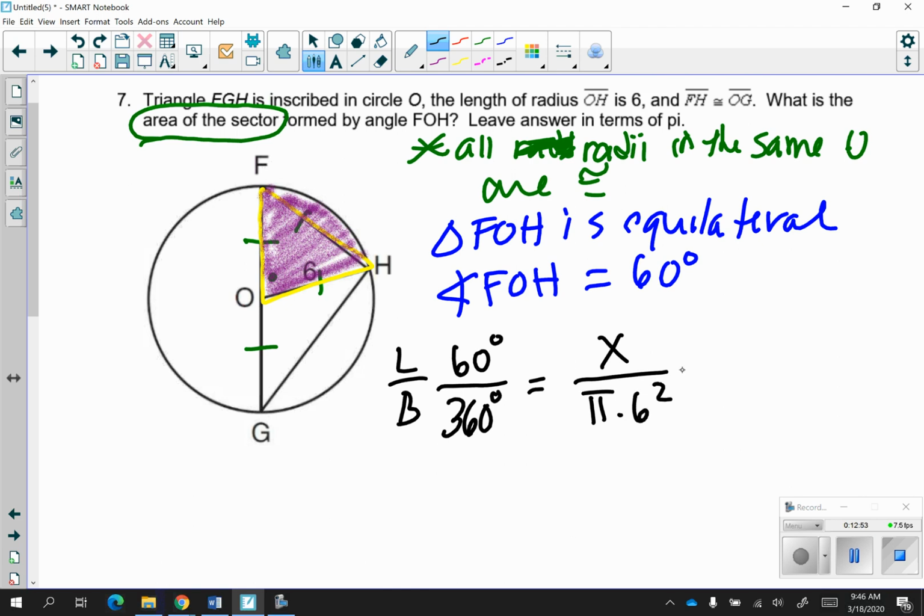So I want you to pause and solve for the area in terms of pi. Then check your answer.